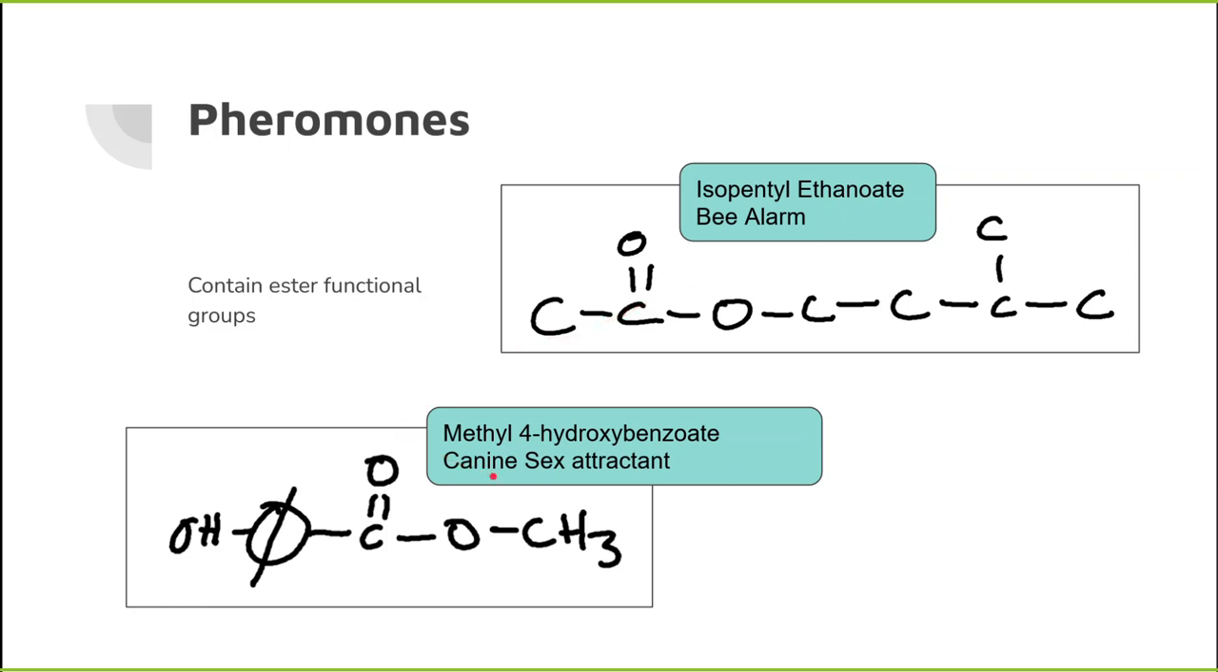And then when dogs go into heat, they generate a pheromone. It's methyl 4-hydroxybenzoate. So you've got the methyl here for your alcohol part, and then you've got a benzene ring with a hydroxy group on it. So this is the 4-hydroxybenzoate. This is the active ingredient in what female dogs release when they're in heat.